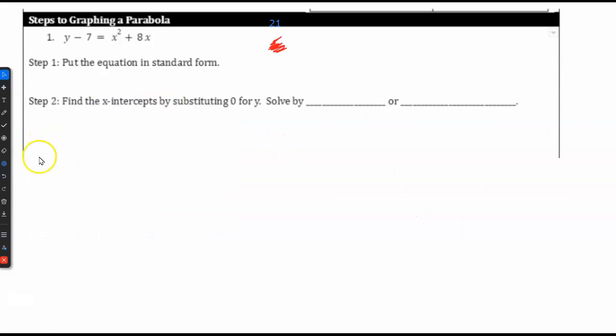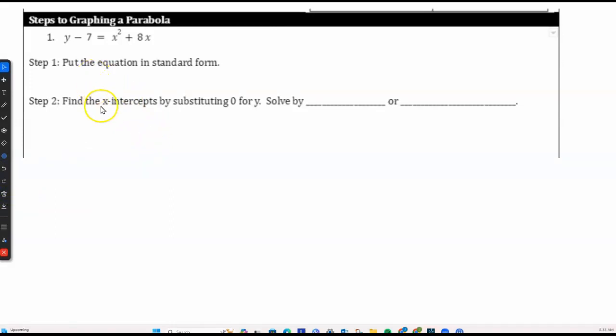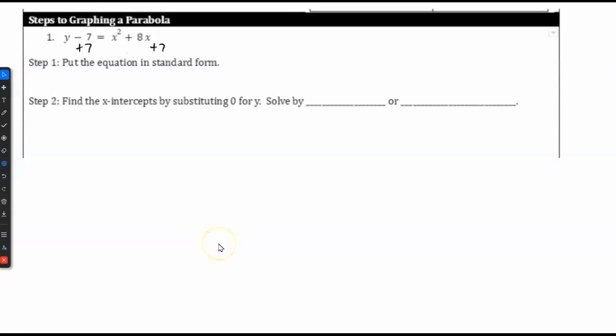So here are our steps for graphing a parabola. First thing we need to do is put the equation in standard form, which means y equals. So if we're going to get it in standard form, we're going to get y by itself. We need to add 7 to both sides. So we end up with y equals x squared plus 8x plus 7.